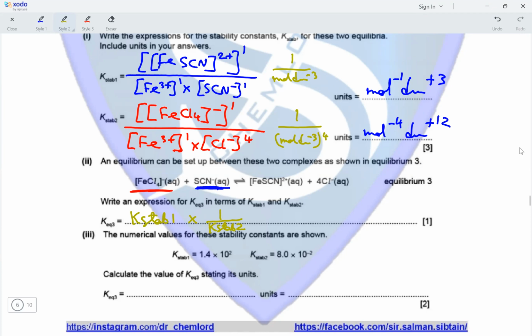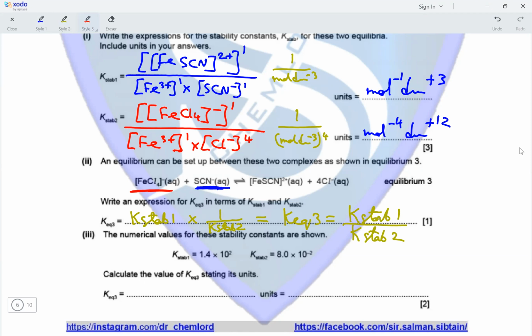So when we put these two together, we end up with the KEQ3 value of K step 1 upon K step 2, and that is how we would calculate the KEQ3 for the said equilibrium. Next, the numerical values for the stability constants are shown. Calculate the value of KEQ3, stating its units.